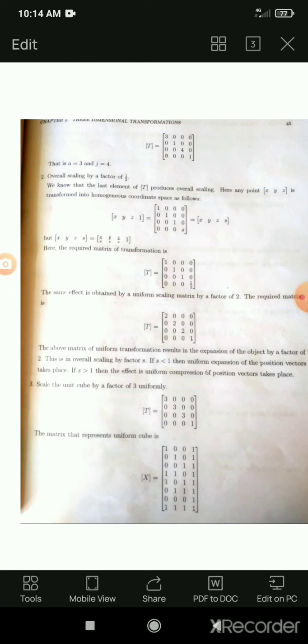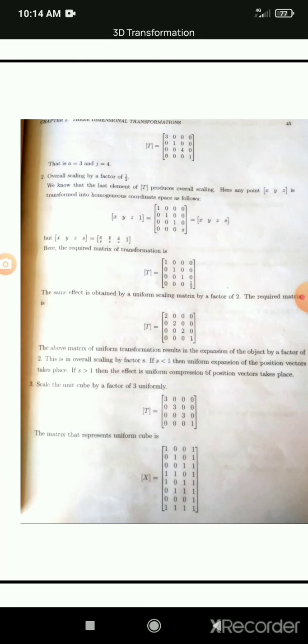3 0 0 0, 0 1 0 0, 0 0 4 0, 0 0 0 1. Therefore, A equals 3 and J equals 4. Next case is overall scaling by a factor of 1 by 2. We know that the last element of transformation matrix T produces overall scaling.